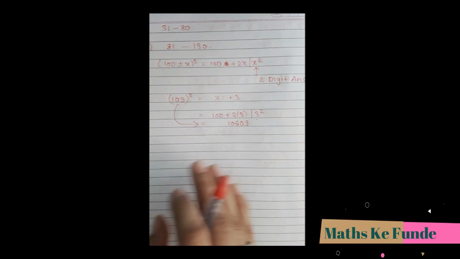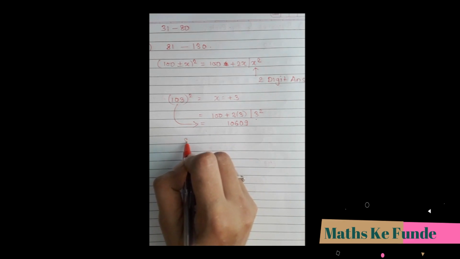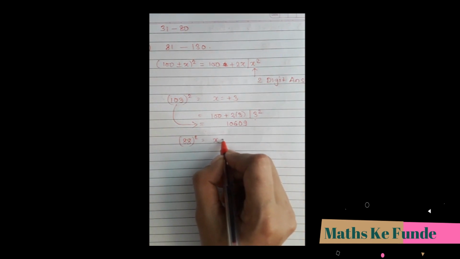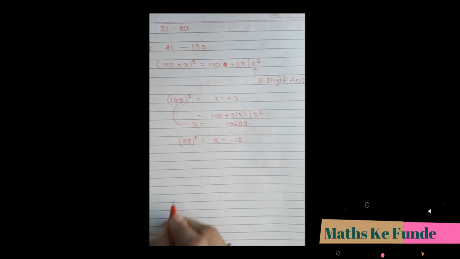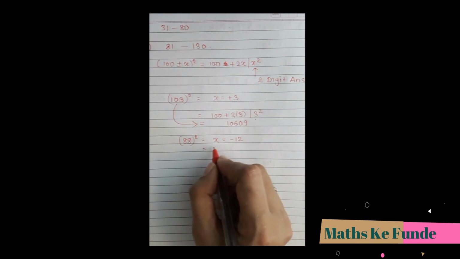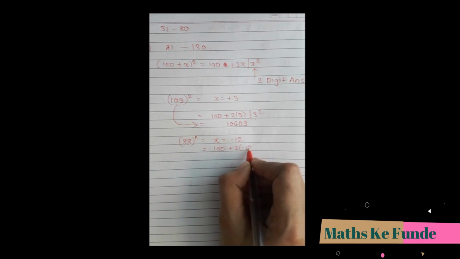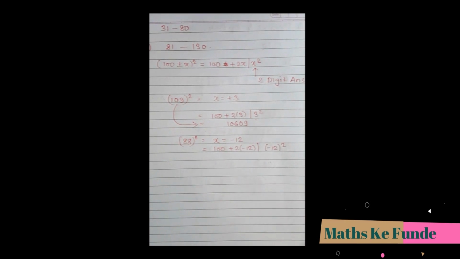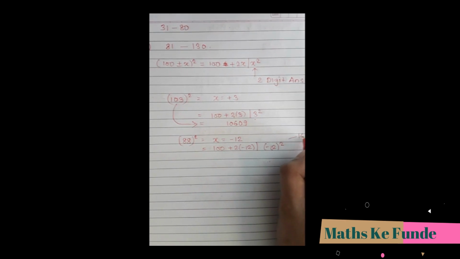Now let's take an example wherein the number is less than 100. Let me move with something like 88. Now in 88, what is the value of x? Now x is a deficit, and the deficit is of minus 12. So let's put it in the formula. It would be 100 plus 2 into minus 12 slash minus 12 square. Now minus 12 square is going to be 144.